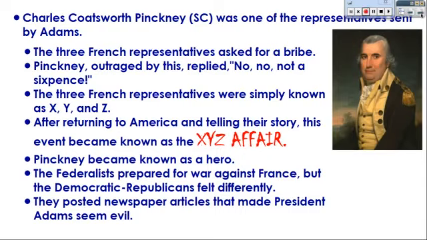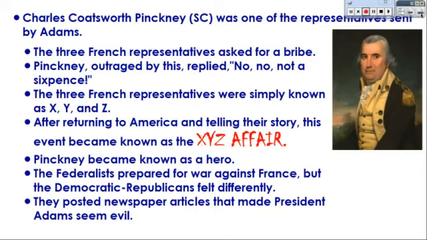They're going to refuse to pay money to keep France happy. He even states, no, not a sixpence. And a sixpence is a denomination of money, and it's not very much money at that. So he's telling the French people, hey, we're not going to pay this bribe, even if it's a small amount. We'd rather pay millions to fight you than actually pay you money for a bribe.